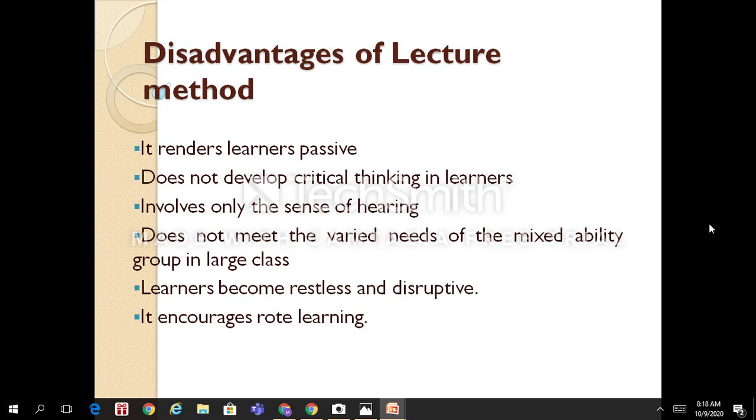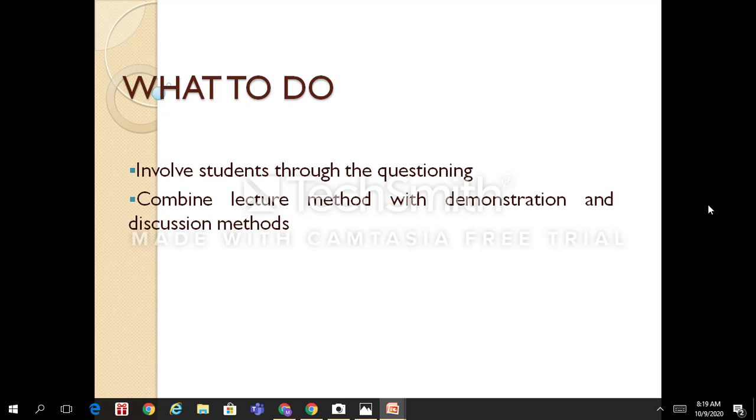It does not meet the varied needs of mixed ability groups in a larger group. Even though the advantage of a lecture method is that it enables you to teach a large class, where you have mixed ability, you will not be able to meet the needs of all these students in that class. Learners become restless and destructive. It encourages rote learning because they will just cram whatever you teach them. So you can see that a lecture method has advantages and disadvantages.